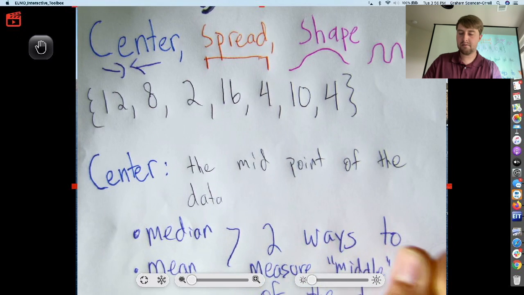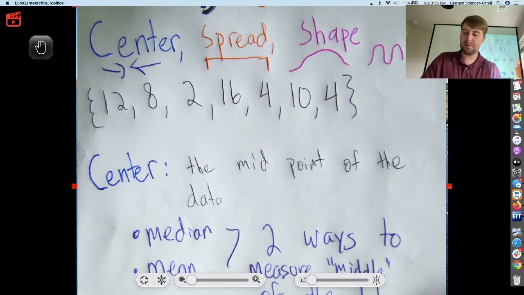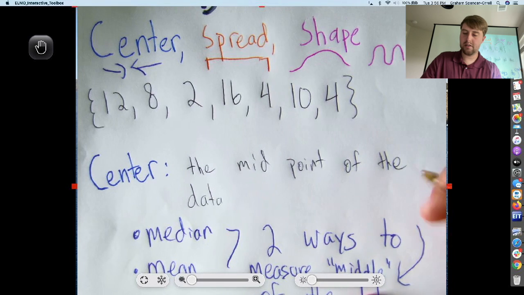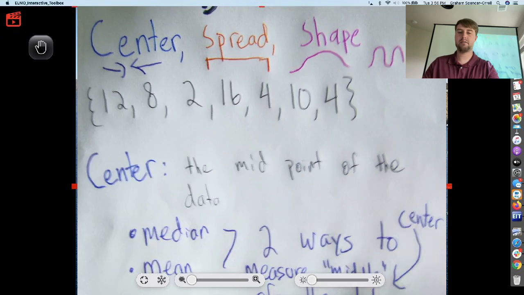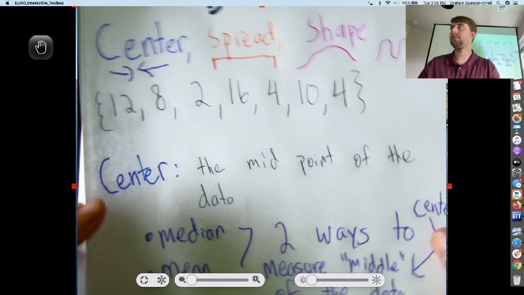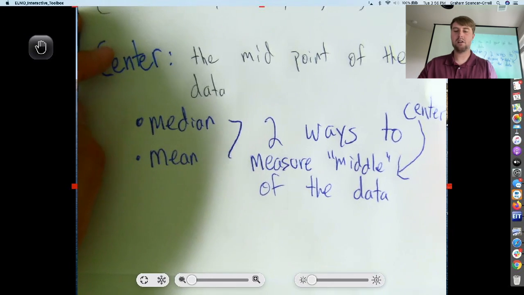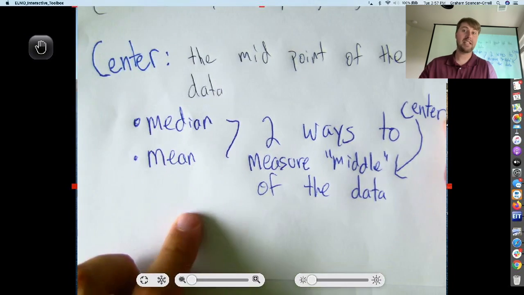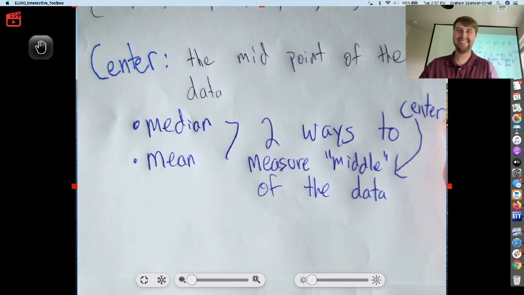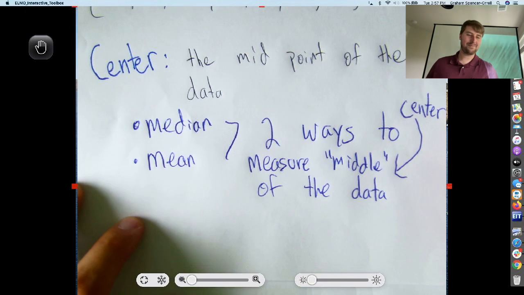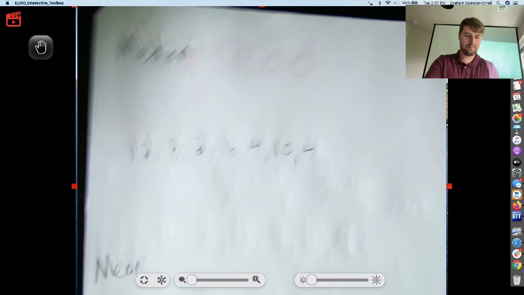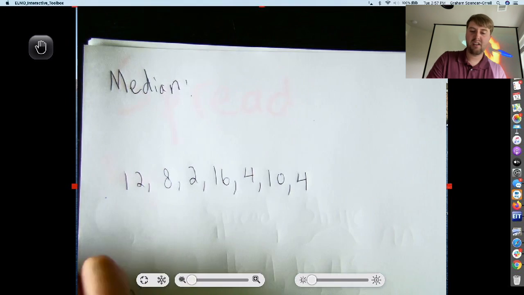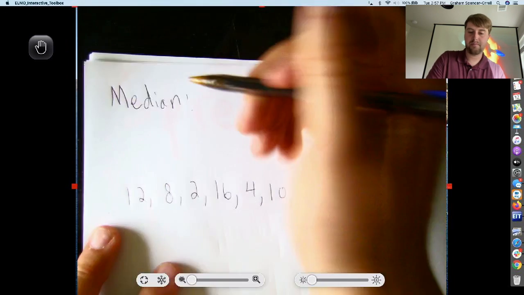And we're going to remember here, middle, our math word for middle is going to be center. So there are 2 ways to find the center of that data. Median and mean are 2 ways to measure the middle or the center of the data. Awesome. All right, so we're going to look at median first. Median is truly the number that is in the middle.